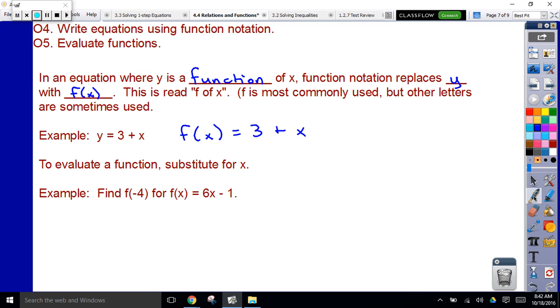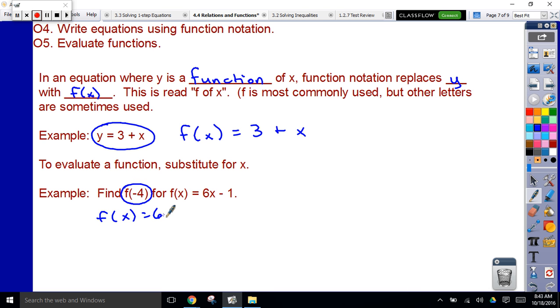Okay, when you evaluate a function, you're just substituting for x. So you know how if we had y equals 3 plus x, it might say, find y if x is 5. And you could put 5 in, and then you could figure out what y is. When we evaluate functions, what they do is they just put the number inside the parentheses. So if we're finding f of negative 4, it just means we're going to substitute in a negative 4 for x.